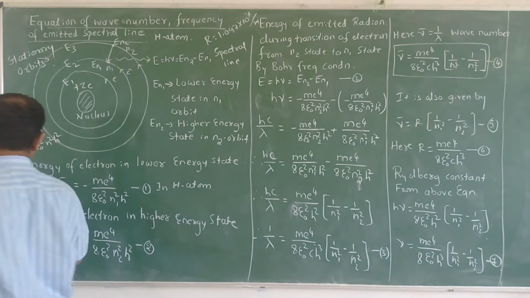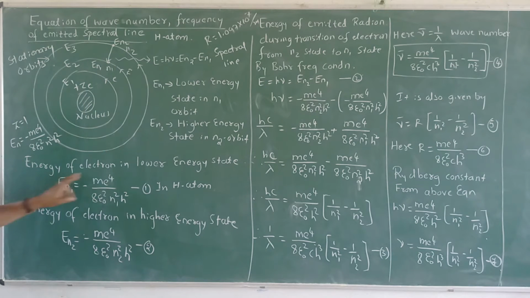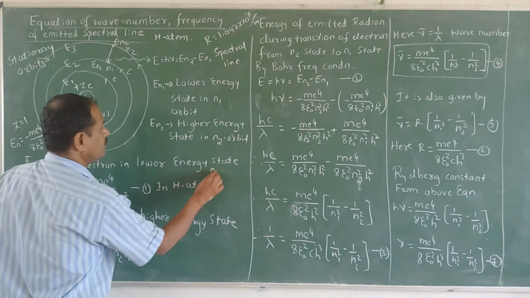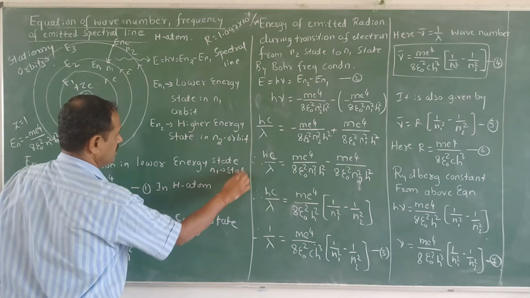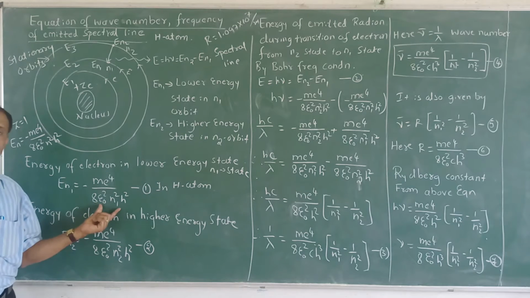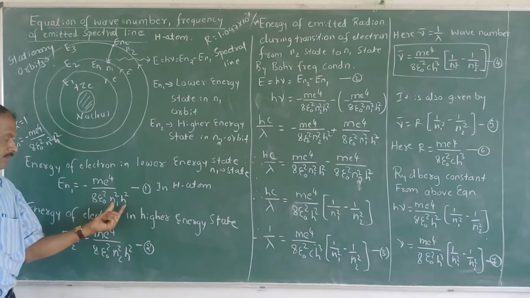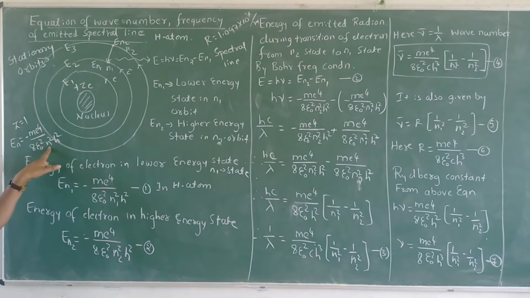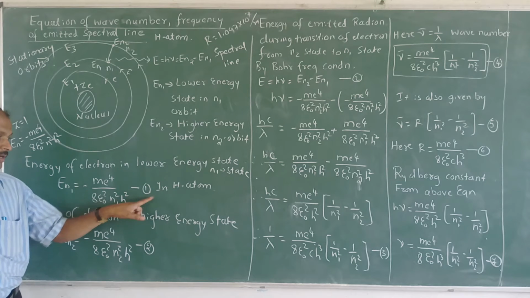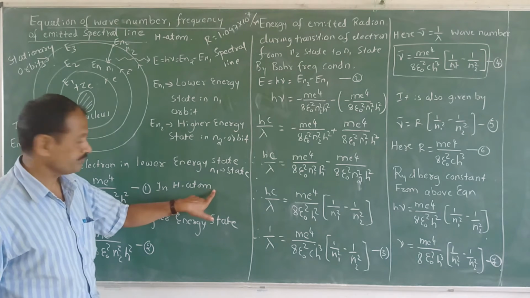Now, the energy of the electron in the lower energy state, it means the N1 state, is En1 is equal to minus m e raised to 4 divided by 8 epsilon naught square n1 square h square. Where n square was there, we take n1 square. This is equation number 1 in hydrogen atom.